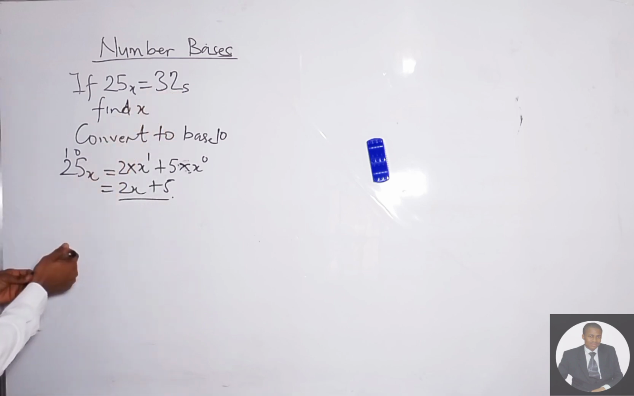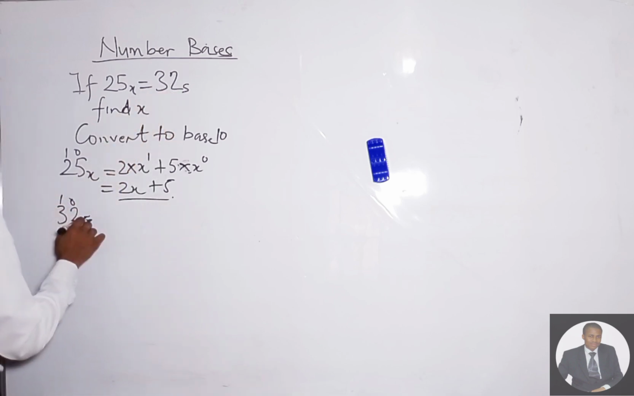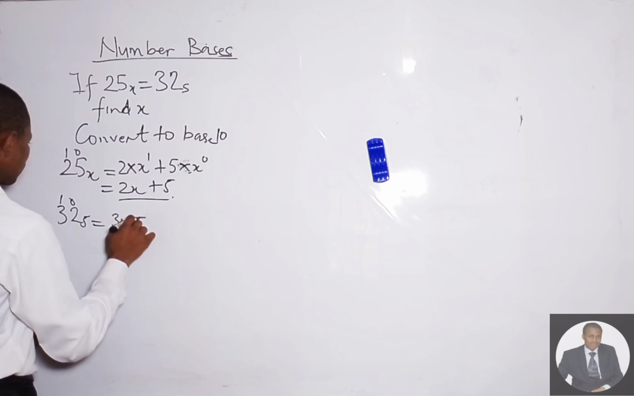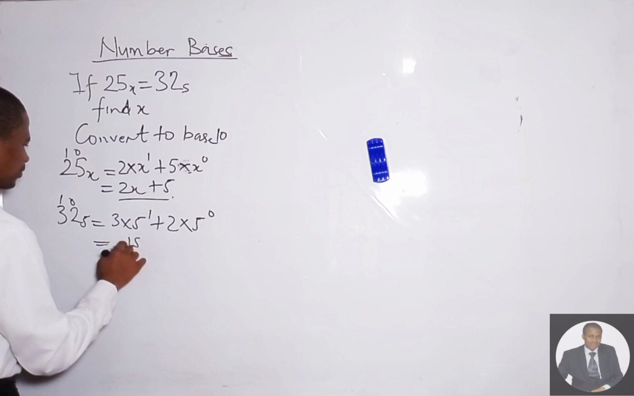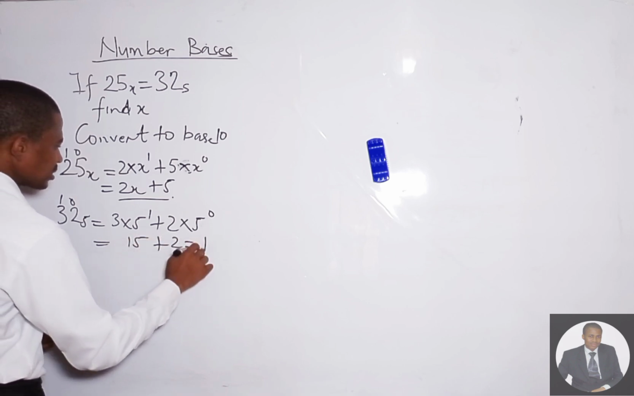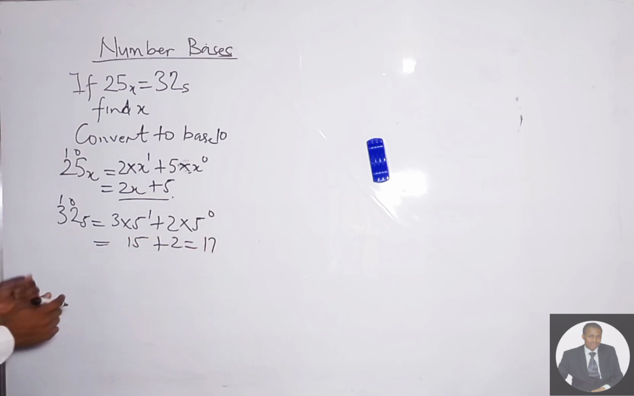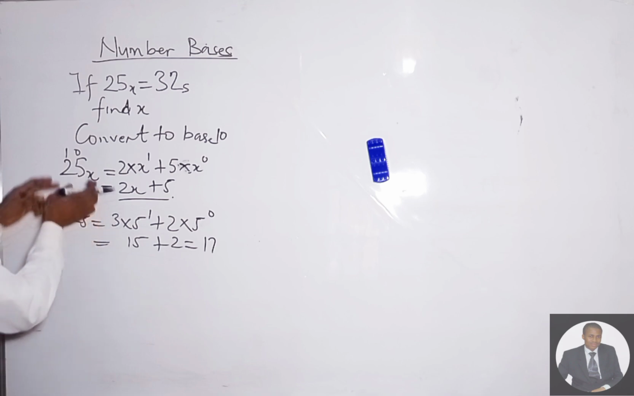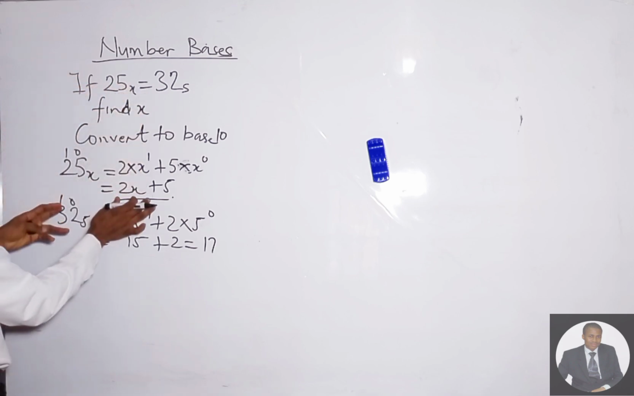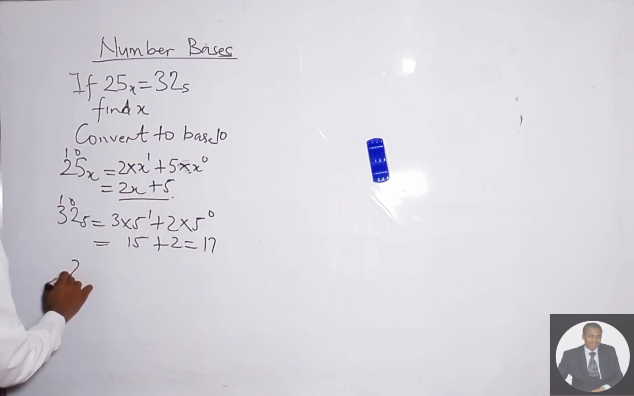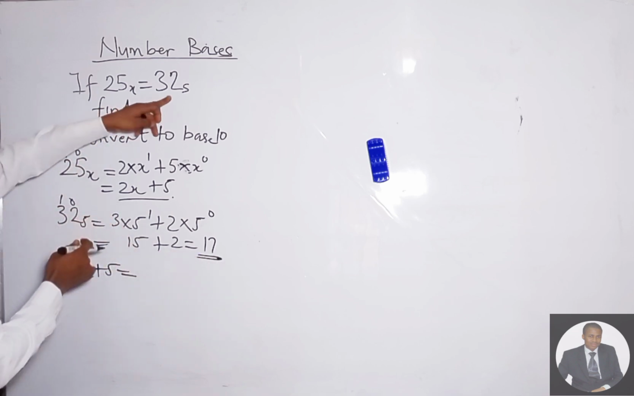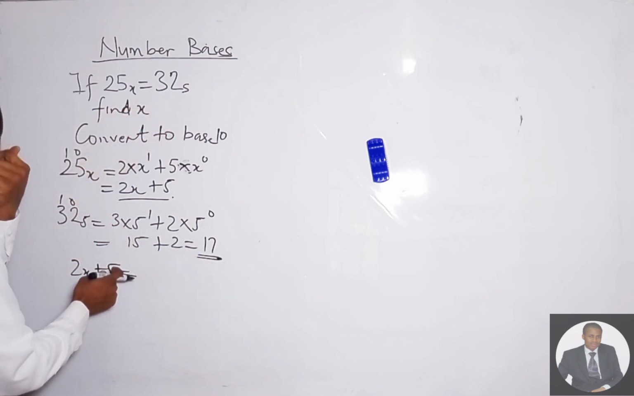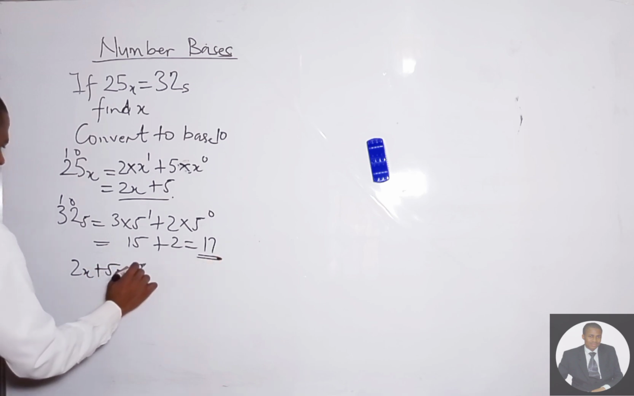Then we convert this also to base 10: 3 times 5 raised to the power 1 plus 2 times 5 raised to the power 0. And that gives us 15 plus 2, that's 17. So 25 base x is the same thing as 2x plus 5. So we say 2x plus 5 equals 32 base 5, which is the same thing as 17 base 10.